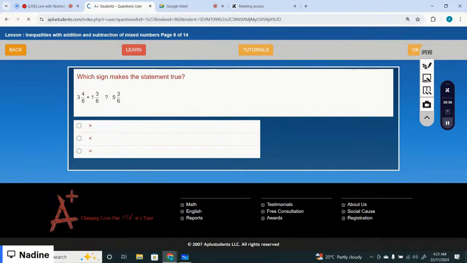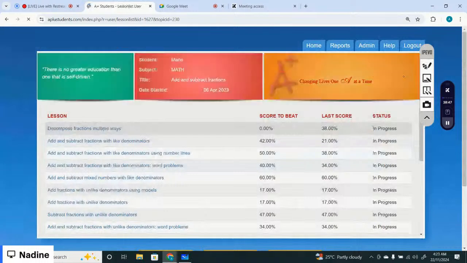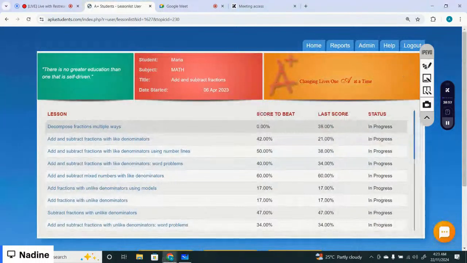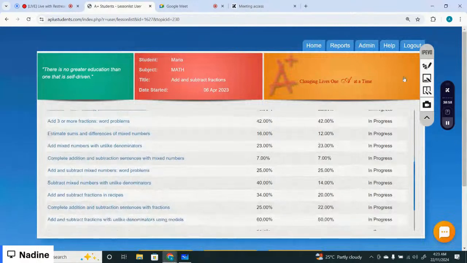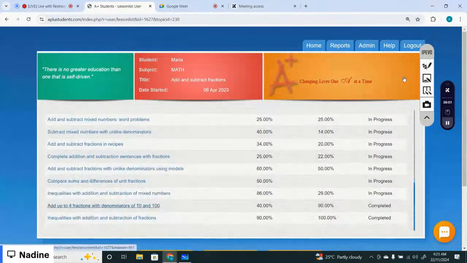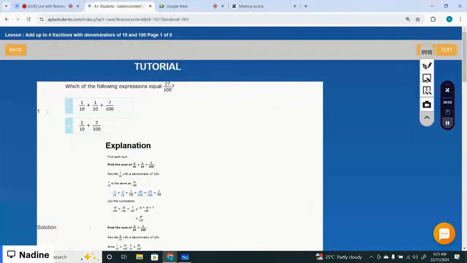The next lesson is to add up to 4 fractions with denominator of 10 and 100. So let's just start with the lesson.